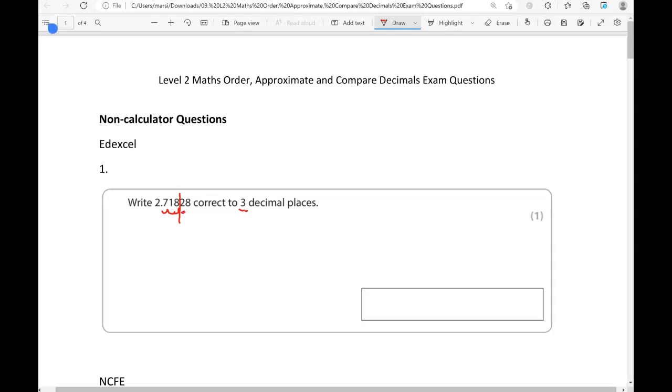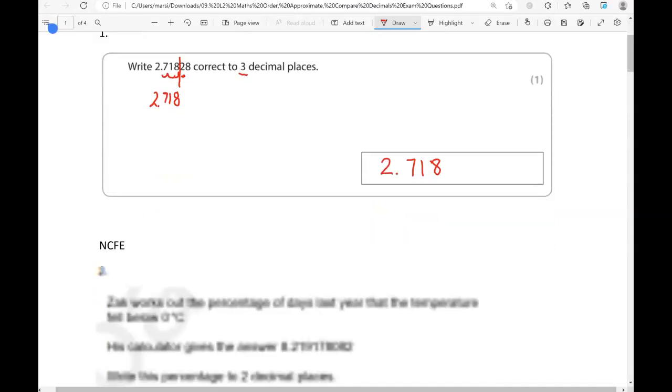So that's a 2. If it's a 0, 1, 2, 3, or 4, then we round down, which means we keep this digit as it is. So we don't go to 2.719, we should have been rounding up. So 2.718 is the answer.